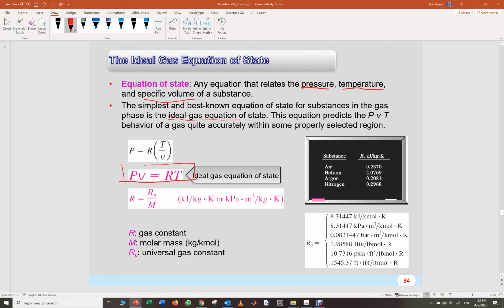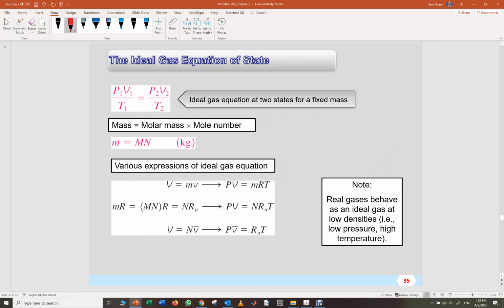Here we have some value of R and Ru. The ideal gas equation of state: P1 V1 divided by T1 is equal to P2 V2 divided by T2. This is the ideal gas equation at two states for a fixed mass. So when we have a fixed mass, we have this relationship between two states.